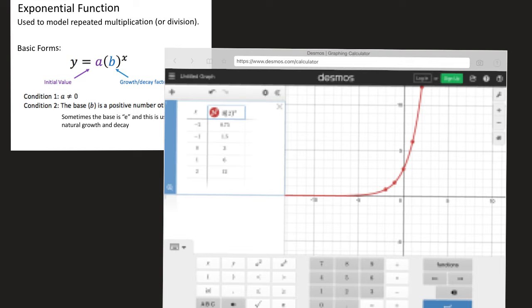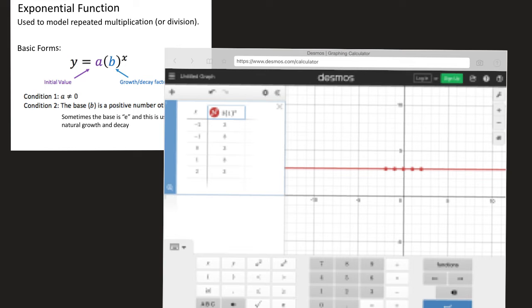The other rules is that b has to be a positive number and not 1. If b is a negative number, then we're multiplying by a negative number repeatedly, which means we're bouncing back and forth between positive and negative values. This is not going to create an exponential function, so b can't be negative. B also can't be 1 because if I start at 3 and I multiply by 1 on repeat, then again, I'm going to have a constant function at the line y equals 3.